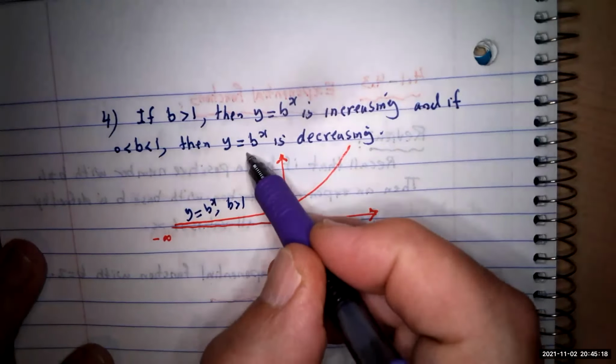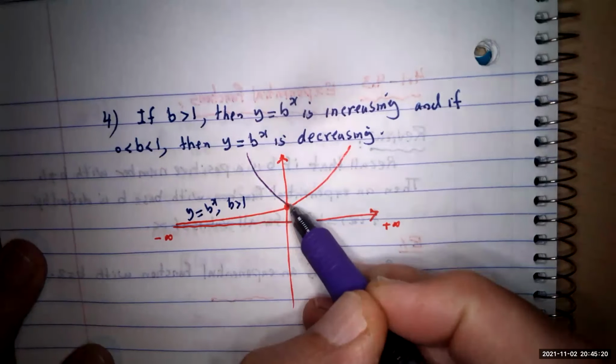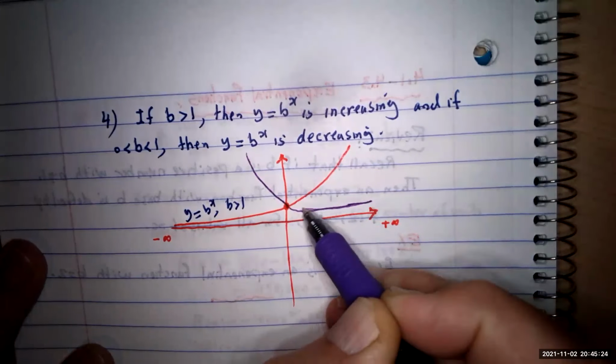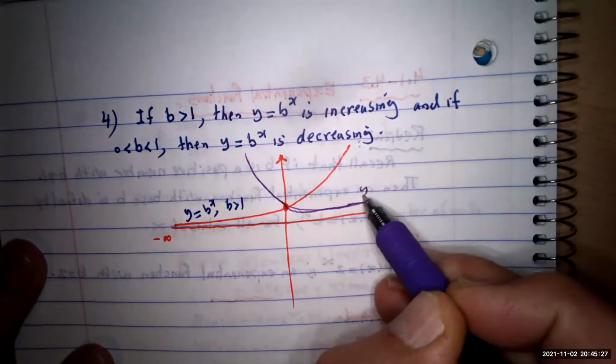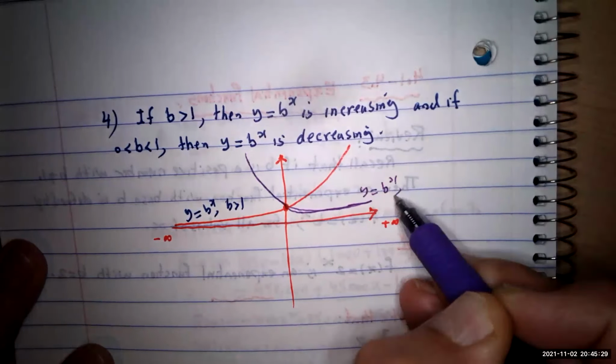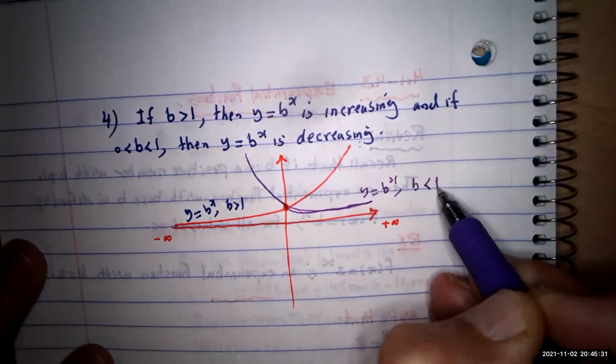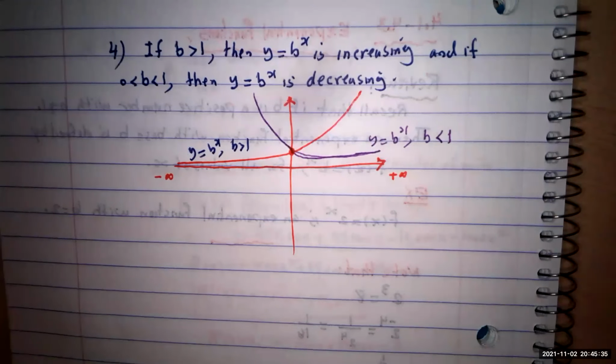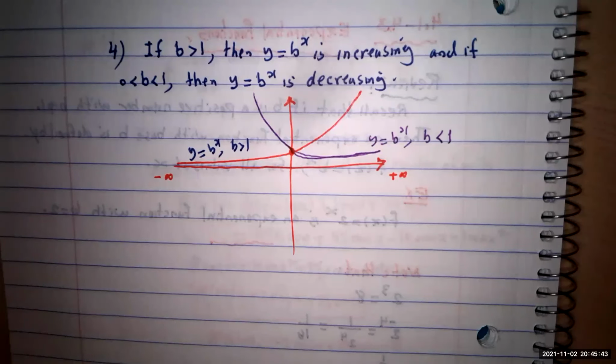It's going to be decreasing. So this is b to the x when b is less than 1. If the actual function is given to you, you can collect some points and put them together, but you don't really need those types of details. But this is going to be the shape of this function.